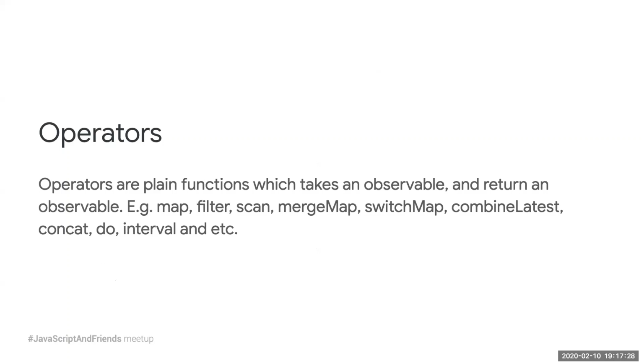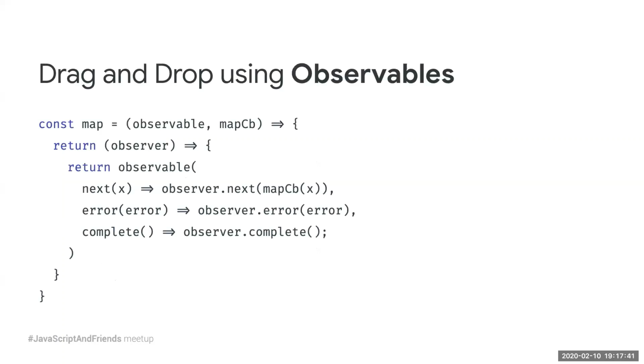Let's move to operators a bit. Operators are plain functions which take an observable and return an observable, and these functions can be map, filter, scan. I have a simple implementation of the map function actually. You can see that I'm just asking you to give me an observable, and then I am asking you to give me a map callback, and I'm using that observable to just map my next method with your callback and getting you the data into that. So that's simple how observable works.